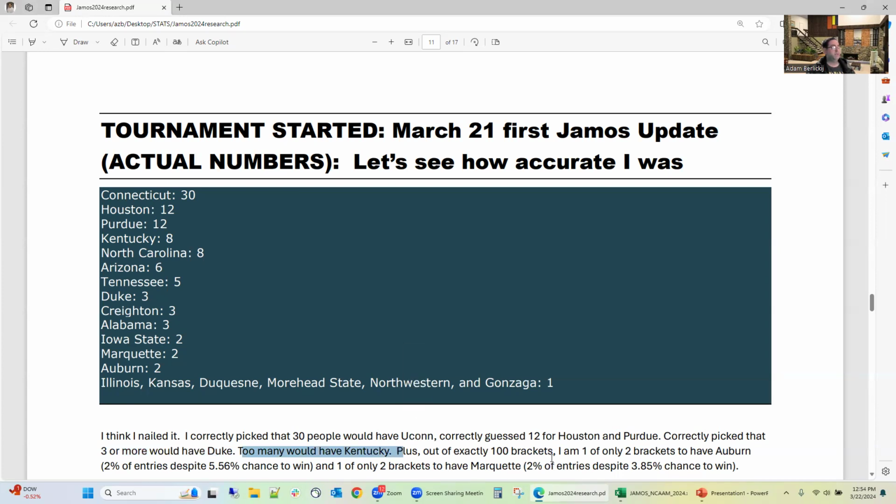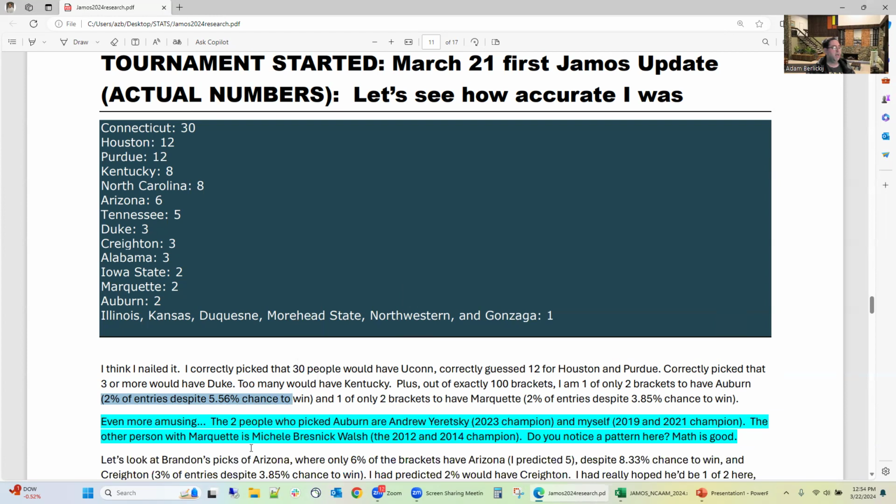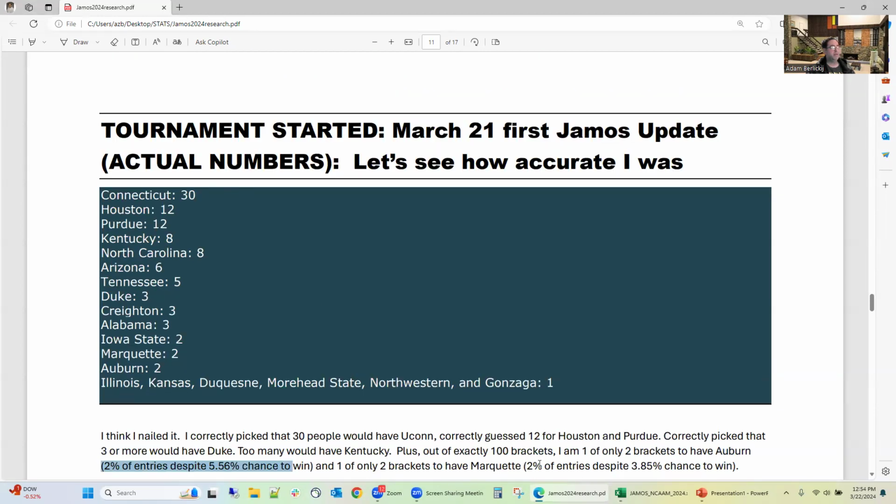And this is what makes me happy. I'm one of only 2 brackets that had Auburn. So 2% of the entries, despite a 5.56% chance to win the whole tournament. I'm so happy about that. And I'm only one of 2 brackets to have Marquette. So 2% of the entries, despite a 3.85% chance to win the whole tournament.